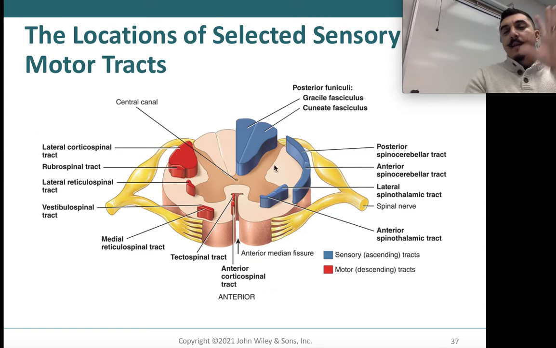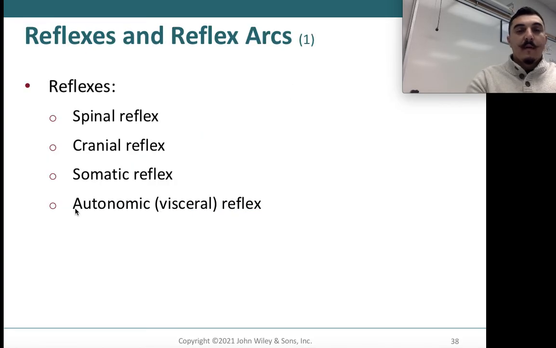So the sensory ascending tracts going up are the fasciculus gracilis, fasciculus cuneatus, posterior spinocerebellar tract, anterior spinocerebellar tract, and lateral spinothalamic tract. Just by looking at that, cerebellum, thalamus, which we'll get into next week, and the anterior spinothalamic tract as well. Okay, there's a spinal nerve, and then we also have the motor ones: the medial reticulospinal, lateral reticulospinal, rubrospinal, and corticospinal. Those are the different tracts that will send or receive information.